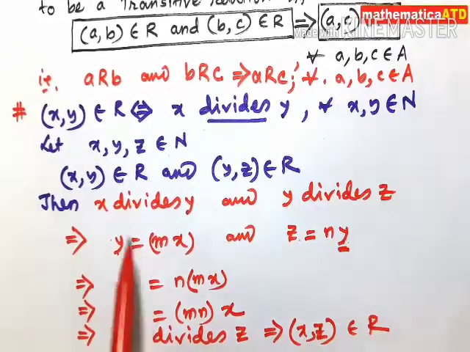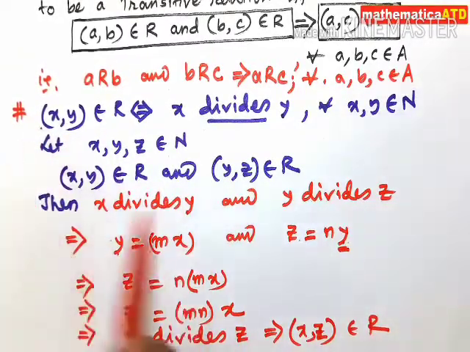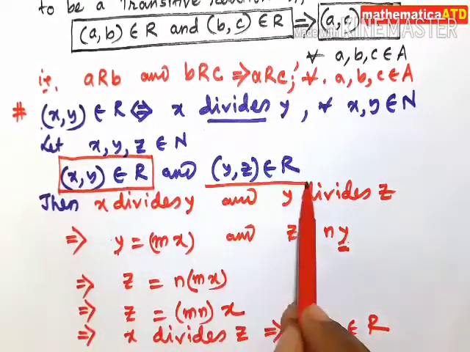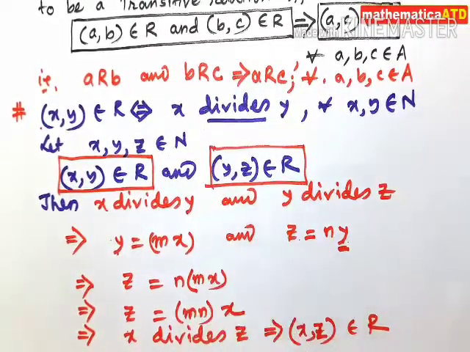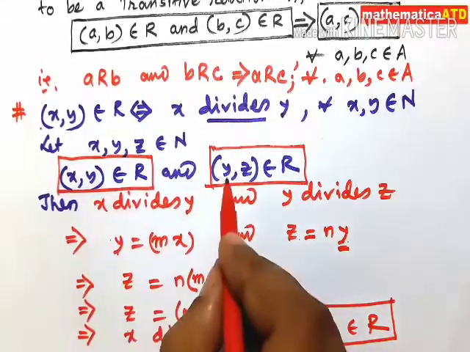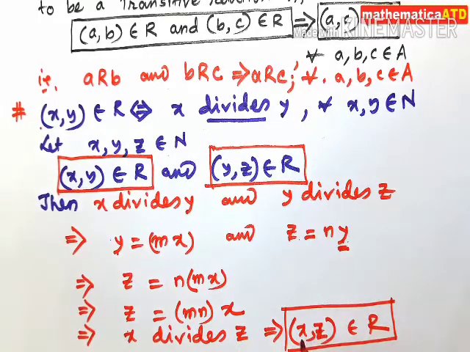So what we considered earlier? We considered (x, y) belongs to R and (y, z) belongs to R. Now we found that (x, z) belongs to R. That is, x is related to y and y is related to z. Now we find that x is related to z. So this relation R is a transitive relation on N.